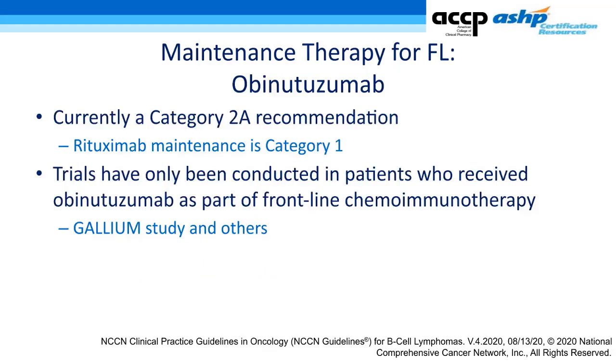So what about the use of obinutuzumab as maintenance therapy for patients with follicular lymphoma? This is currently a Category 2A recommendation compared to the recommendation for rituximab maintenance, which is Category 1. The reason for the lower recommendation is that trials have only been conducted in patients who received obinutuzumab as part of their frontline chemoimmunotherapy. So essentially, the recommendation is not to switch between the anti-CD20 monoclonal antibodies for maintenance therapy. If you led off with rituximab, you would continue that in the maintenance setting, and likewise with obinutuzumab.